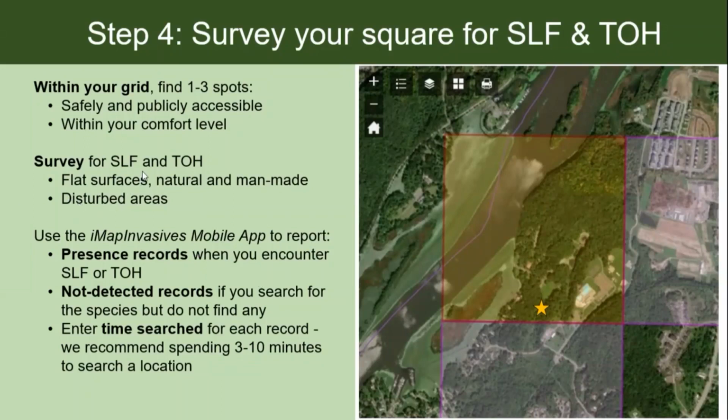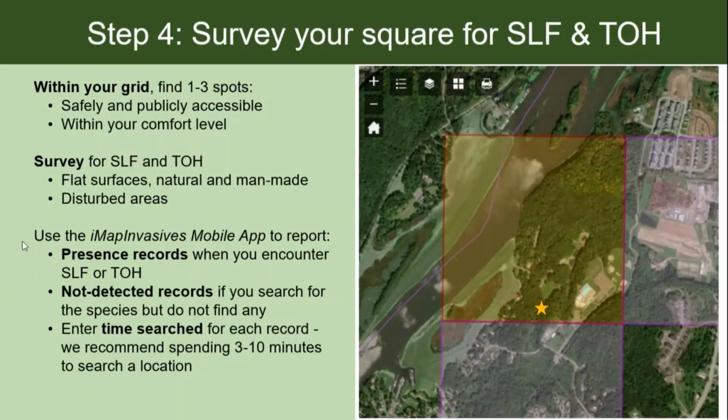And then you would use iMapInvasives to report. You'd probably be using the mobile app. That's the easiest way to submit some quick reports. And it would depend on whether you found Tree of Heaven and Spotted Lanternfly or you didn't. So you would report not detected or presence records for both Spotted Lanternfly and Tree of Heaven.